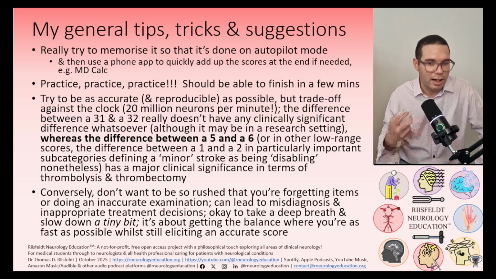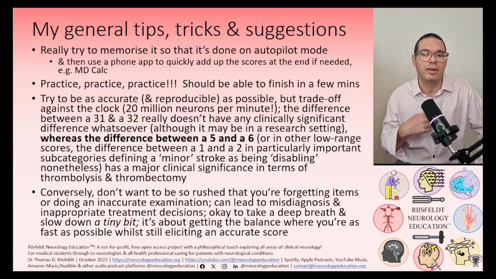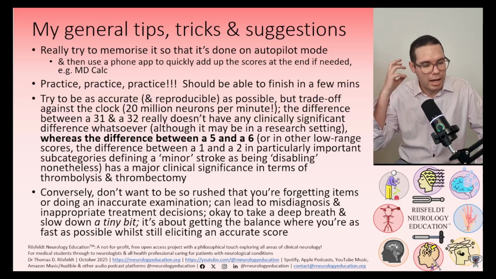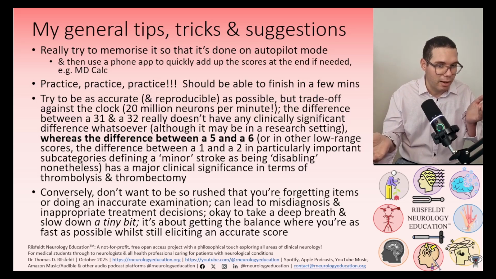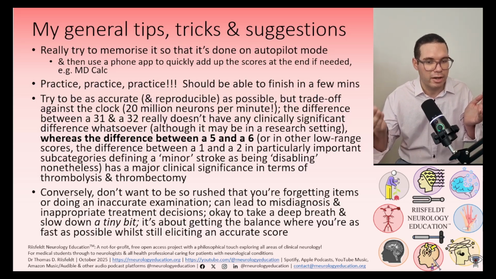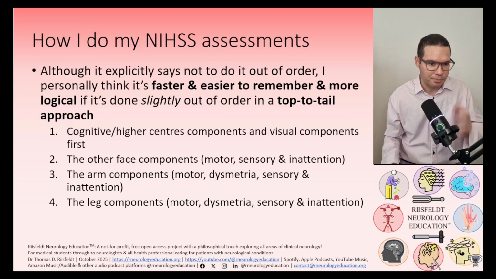So it is okay to take a deep breath, and it is okay to slow down a tiny bit. You don't want to be in a state of brain fog yourself, and it's just about trying to get that balance as to where you're being as fast as you can be while still eliciting an accurate score. And that just comes with practice and experience.